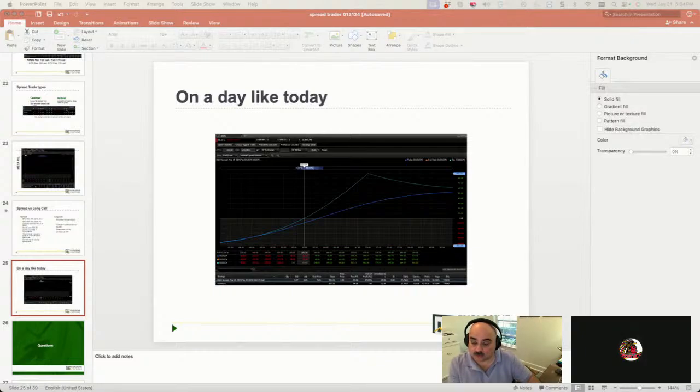There's an old saying with spreads: set them and forget them. So that's typically what I do with these. I don't make a lot of changes to the spreads.